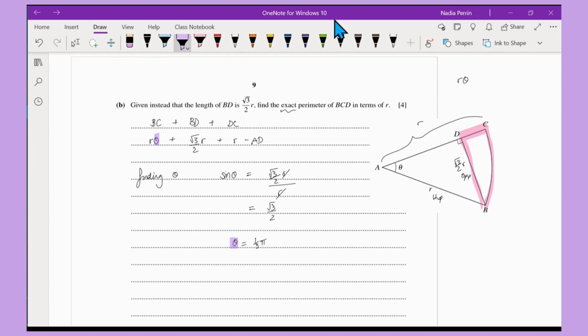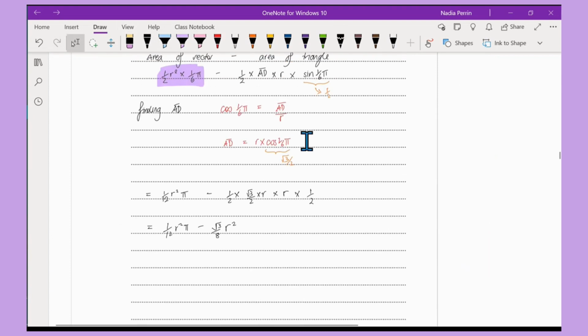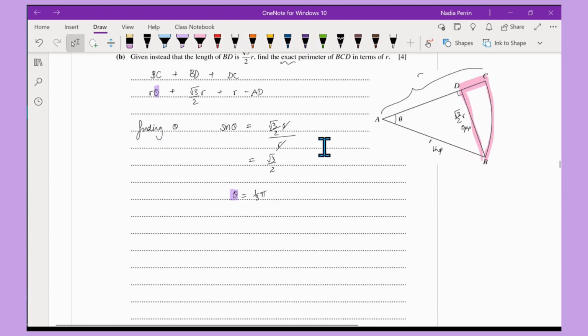If you recall from above, we know that AD is R times cos of the angle. So AD is R cos of the angle, and in this case, the angle has become 1/3 pi. If you chucked cos 1/3 pi in the calculator, you would in fact get a half.